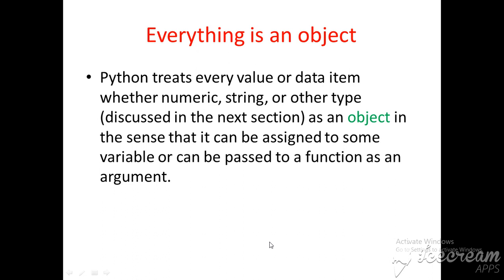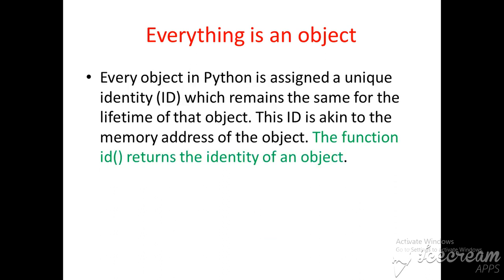The next important topic is that Python treats every value or data item, whether it is numeric, string or any other data type, as an object. So Python treats every value or data item as an object. For example, every object is assigned a unique identity.